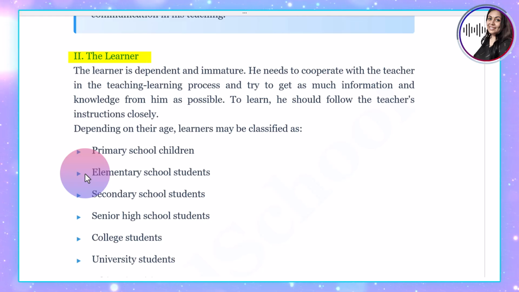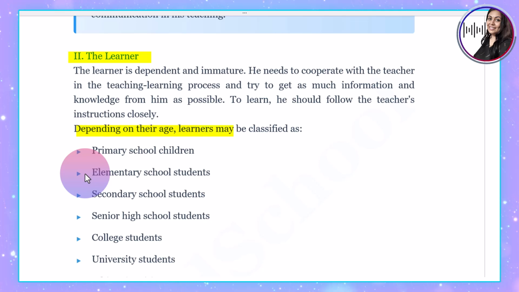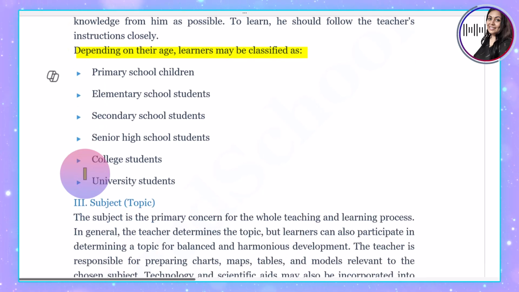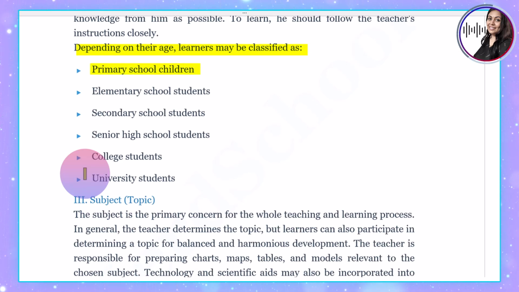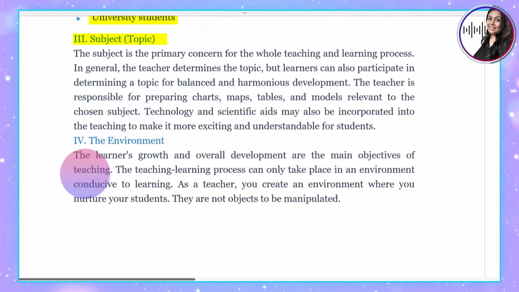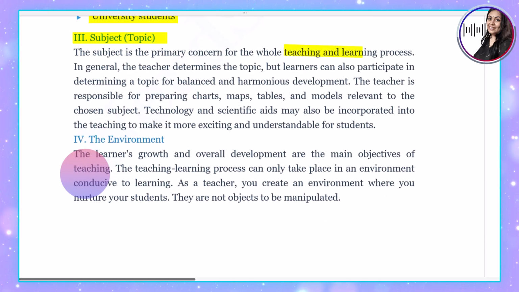The second essential element is the learner. Learners, especially at early stages, are dependent and require guidance from teachers. Successful learning depends on cooperation between the teacher and the learner. Students must follow instructions, remain attentive, and actively participate in the learning process. Depending on age and educational level, learners may range from primary school children to university students, and teaching strategies must adjust accordingly.